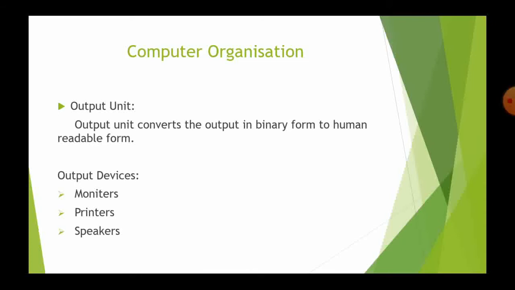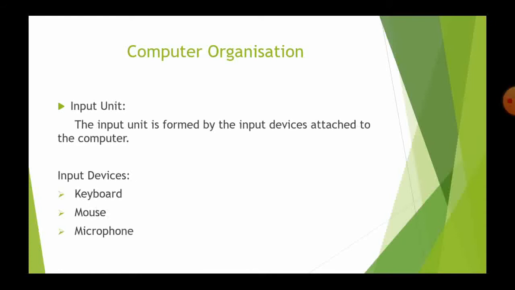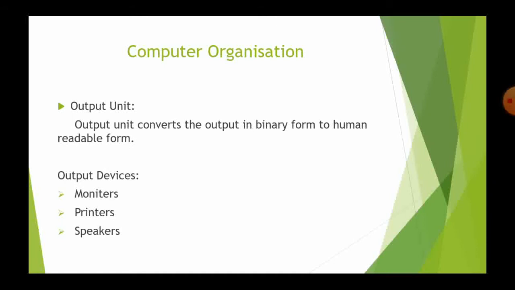The input unit gets the data from the user and converts it into digital form, because the system cannot understand any human language. The system can only understand binary numbers, that is, zeros and ones. After that it processes the data and sends the results. The output unit converts the output from binary form to human-readable form. We can see our results through output devices: monitor, printer, speakers, any output devices.